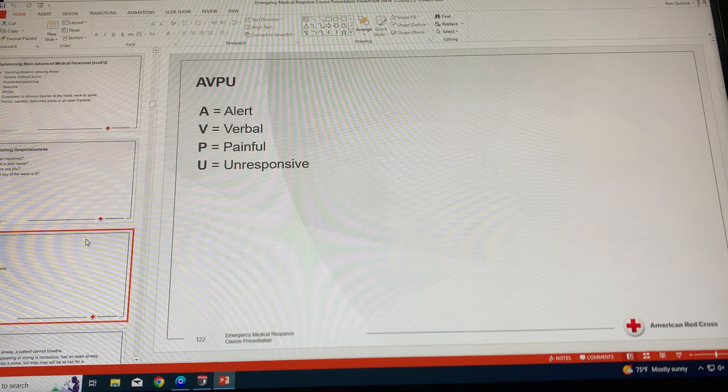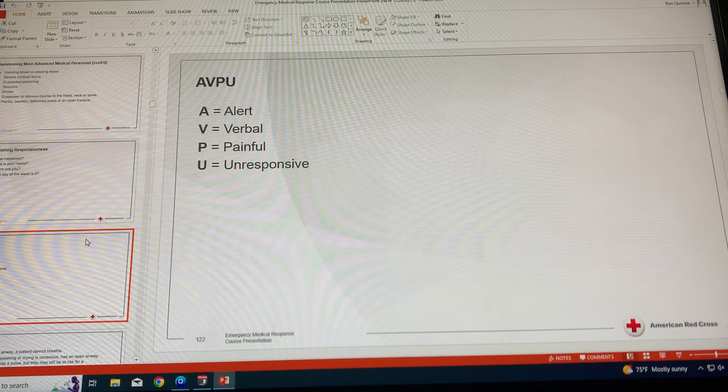Now let's discuss the U, unresponsive. Patients who do not respond to any stimuli are described as being unconscious or unresponsive to stimuli. Okay?